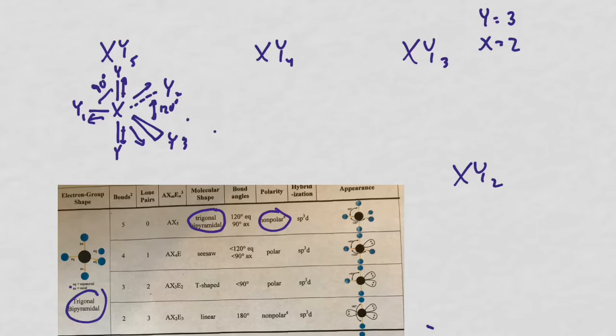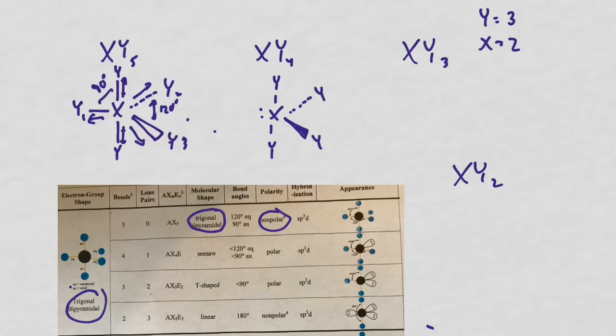Now, what if, okay, one of the domains is a lone pair? Then you have X, and then you have the Y up here, and the Y down here, and then you have the one sticking out of the board like this, right? And the one behind the board like this. This is called a seesaw shape, and the lone pair is right here.